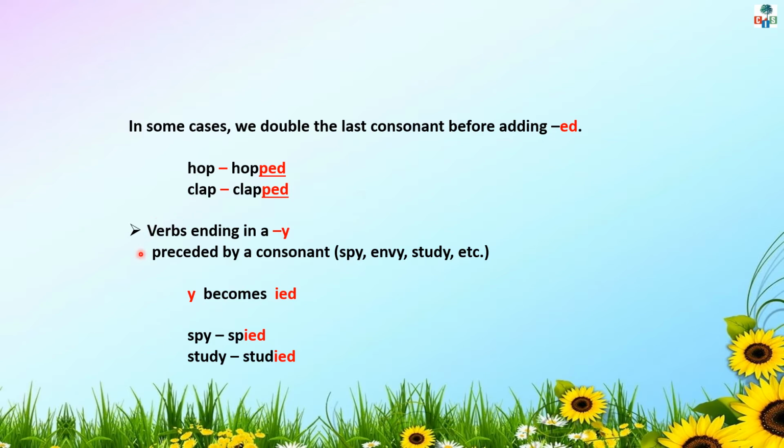But we need to pay extra attention when verbs end in a y preceded by a consonant, such as spy, envy, study, etc. In that case, y becomes ied. For example, spy, spied, study, studied.